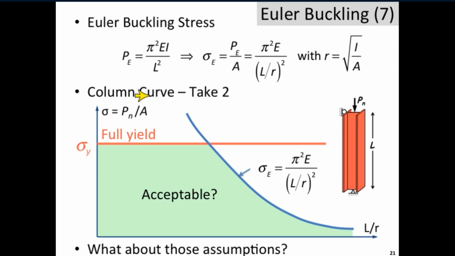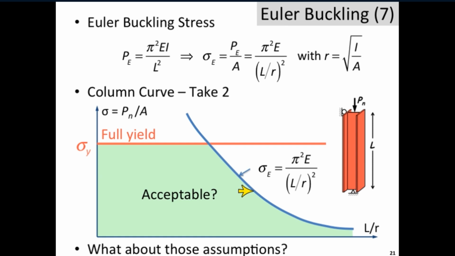So we've got a second chance now at a column curve. We'll take the information we knew before, and that was we could never get above the full yield, sigma y. But also on this, now we can include the Euler buckling stress. And you can see what happens here is the column gets long and slender. So now I'm plotting L over r, the slenderness, on the horizontal axis. As it gets longer, the Euler buckling stress gets much, much smaller. So it's easy to buckle a column that's long and slender.